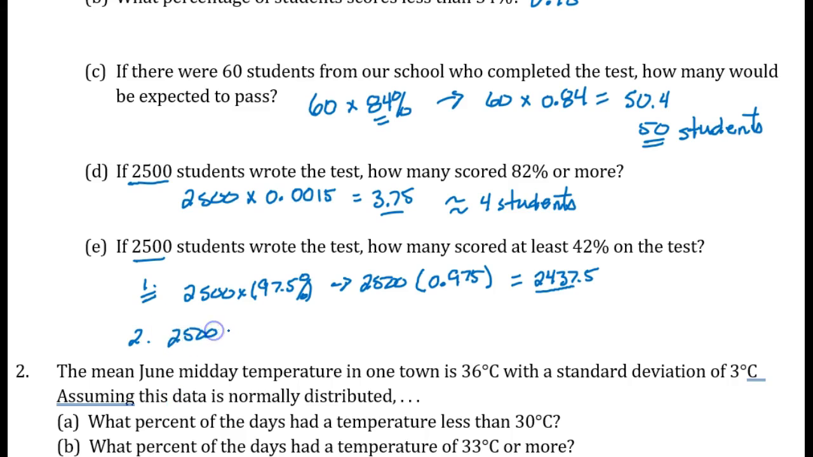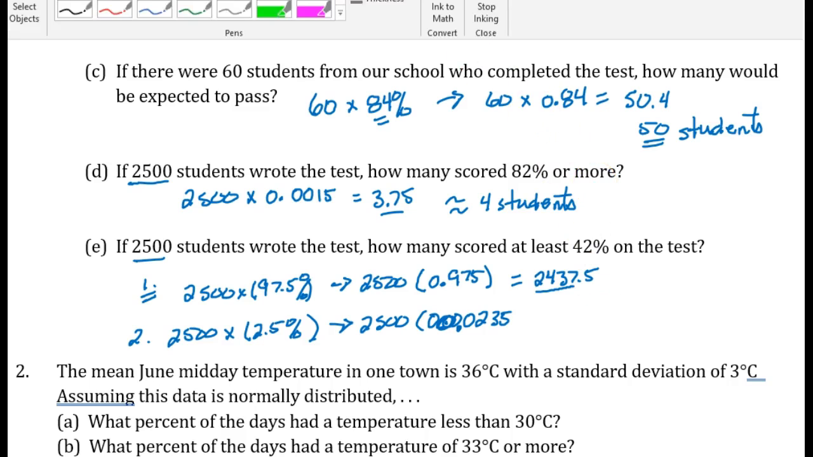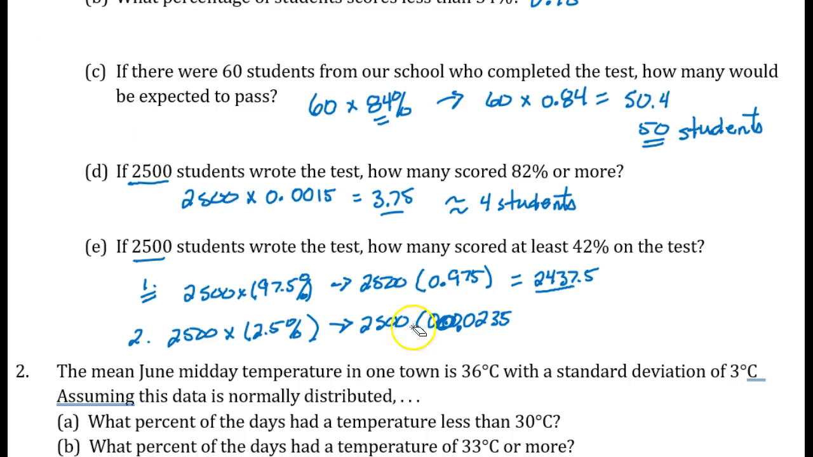So 2,500 times 2.5%. Remember to change that percent to a decimal. The decimal would be in the right place there. Just fix that.